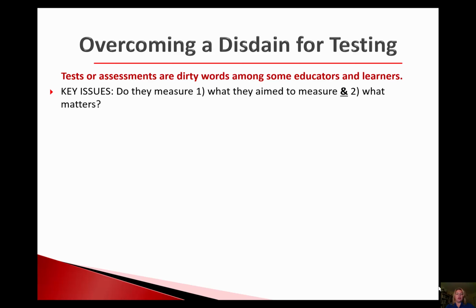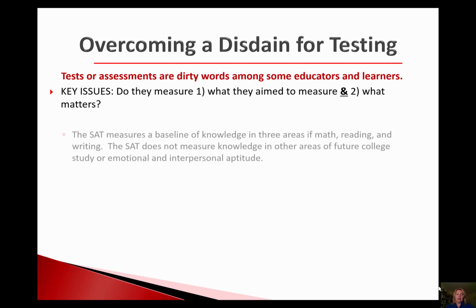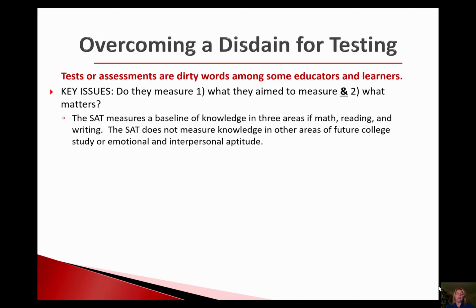Key issues. Do the tests measure what they aim to measure and what really matters? For example, the SAT measures a baseline of knowledge in 3 areas of math, reading, and writing. The SAT does not measure knowledge in other areas of future college study or emotional and interpersonal aptitude. So we know that the SAT cannot predict success for students in all ways.